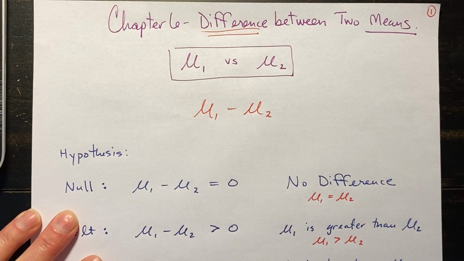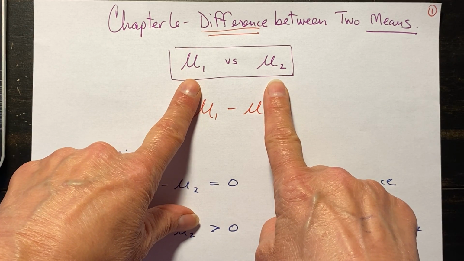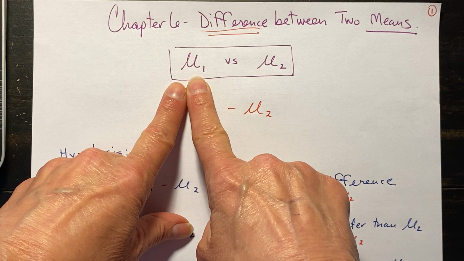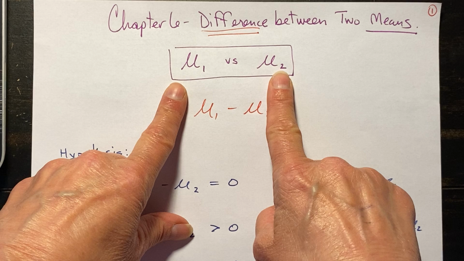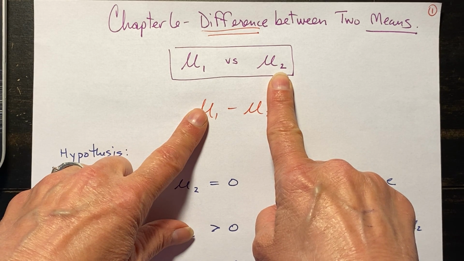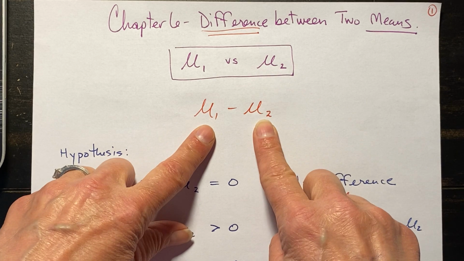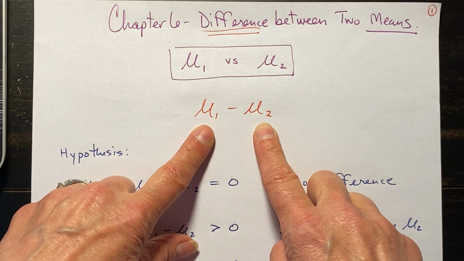In chapter 5, we compared two proportions. Now we will look at two means for quantitative data. So we're looking at mu1 from population 1 or group 1 versus mu2 from population 2 or the second group. So we'll be looking at the difference between the two means.